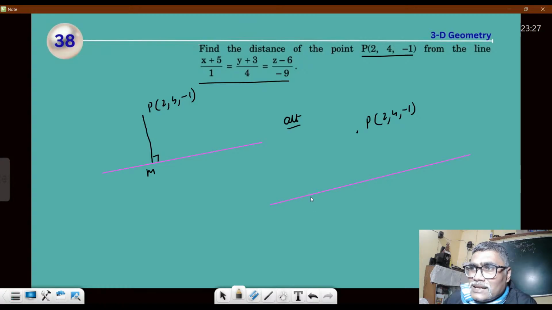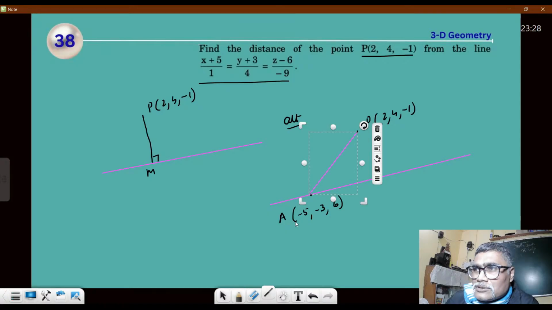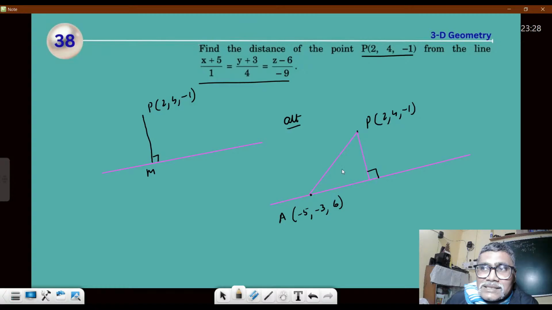What is that point? It can be anywhere. Let me just consider here. It is (-5, -3, 6). Suppose this point is say A. Now, how do we find this? Very, very interesting. You join this, right? And also you join this. This is perpendicular. Here we don't need to find the foot because they are not asking us to find the foot. They are asking only us to find what is this PM, right? Once I can find PM, that is the distance. Okay, fine.